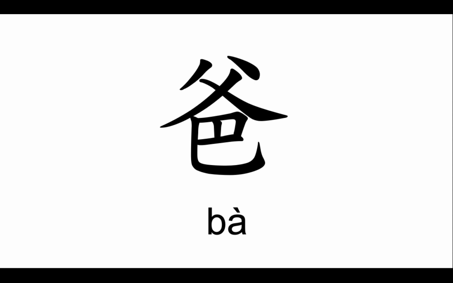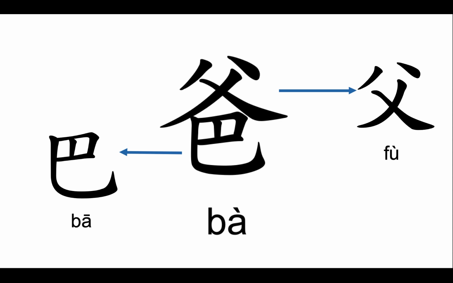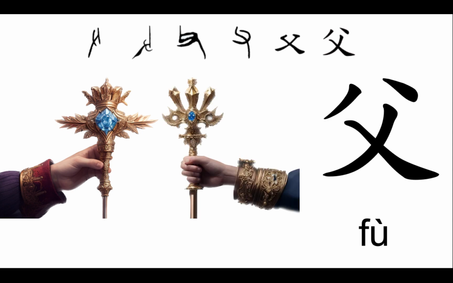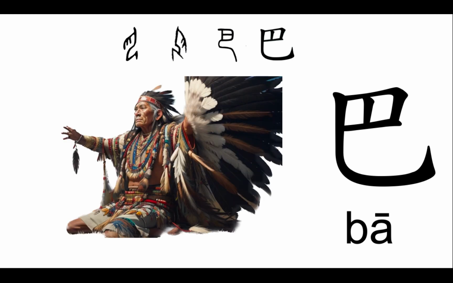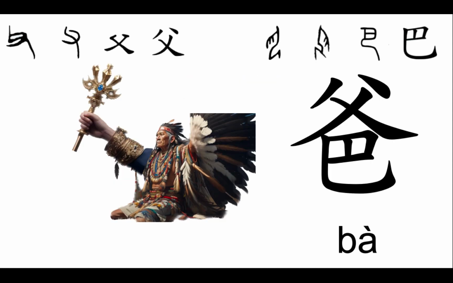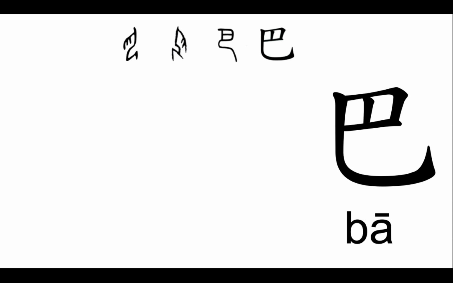If we look at the historical development of the character, Ba is composed of the upper character Fu and the lower character Ba. The original form of the upper character Fu is a hand holding a scepter, representing power. Some scholars believe that the lower character Ba is the shape of a person. It looks like the outstretched hand has two feathers hanging down. Doesn't it remind you of an Indian chief? This person shape with an outstretched hand holding a scepter represents the person with the most power in the family, which is dad.